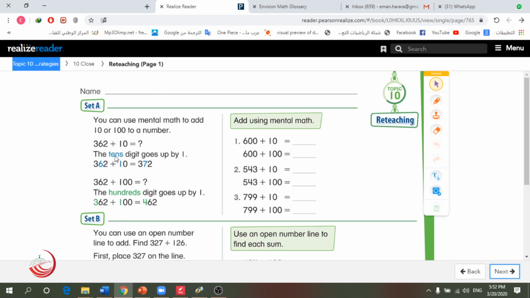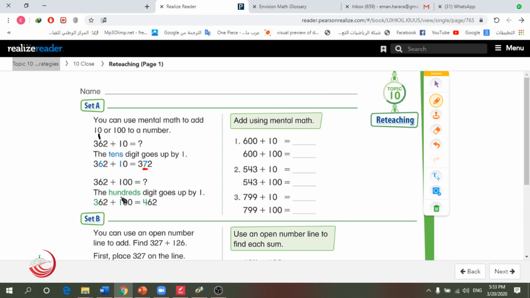362 plus 10. The tens digit goes up by 1. So where is the tens here? Who can tell me? Is it the 3 or the 6 or the 2? Excellent, good job. It's the 6. So when I add 1 on the 6 here, how much will it be? Let's change the color only. So here when I put a 1 on the 6, how much will it be? 7. So I'm adding only the tens.